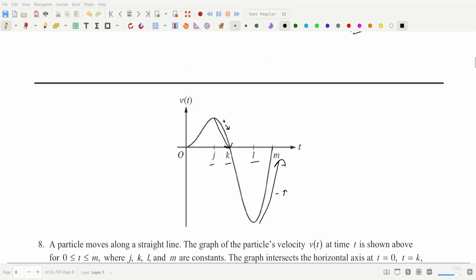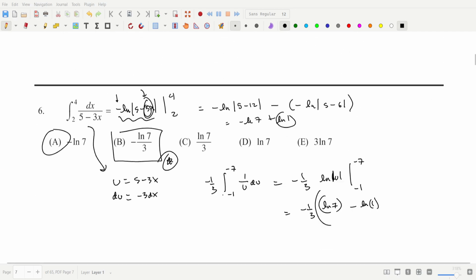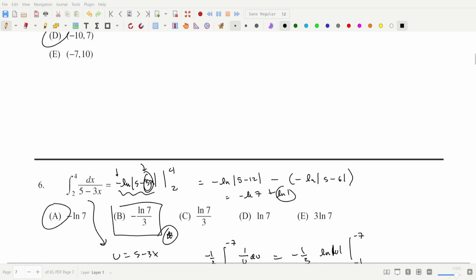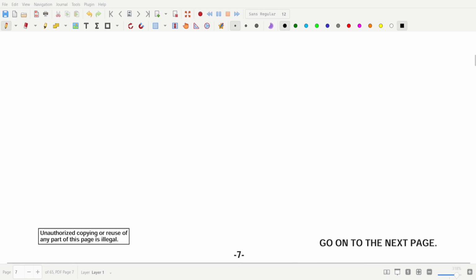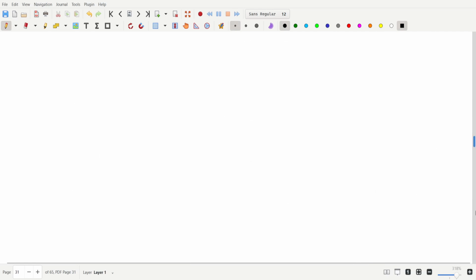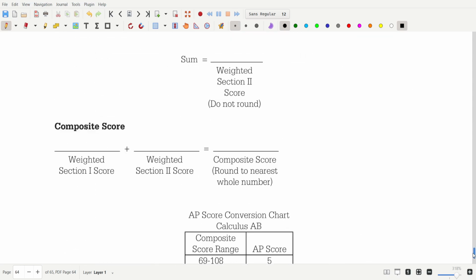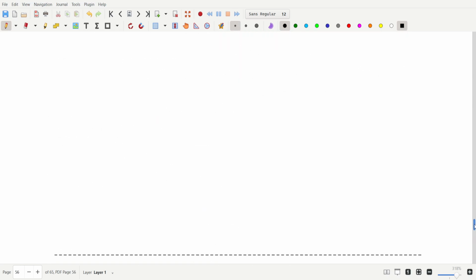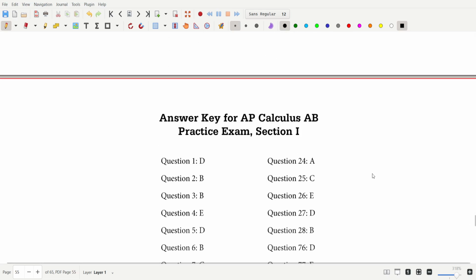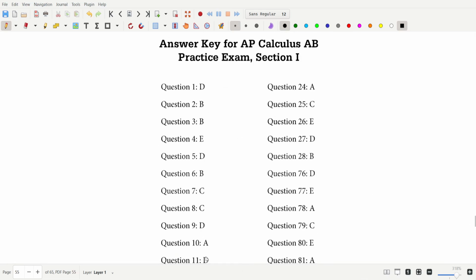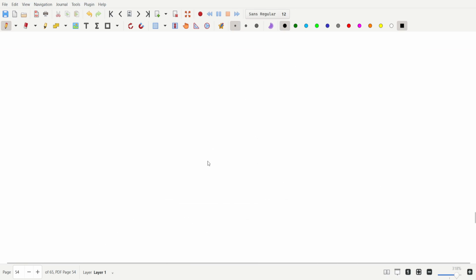Let's make sure these corrections are correct. Okay, it should be E, B, and A for 4. Let's go down again and see. Okay, let's see. 4 should have been E, good. 6 should have been B, good. 10 should have been A, good. Okay, yep, sign errors, always gotta look out for them.